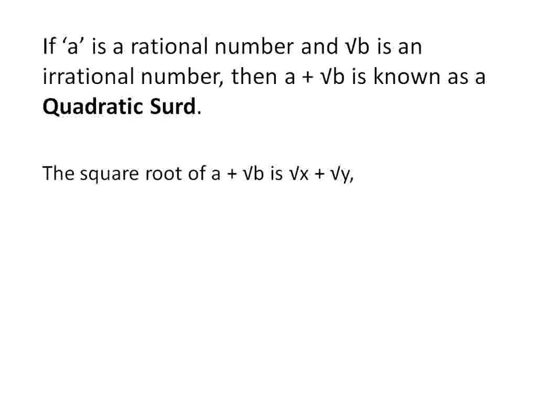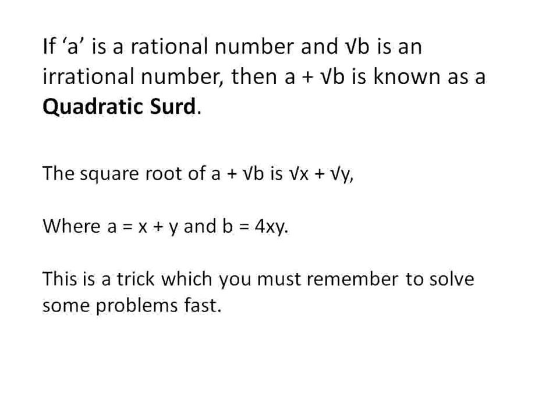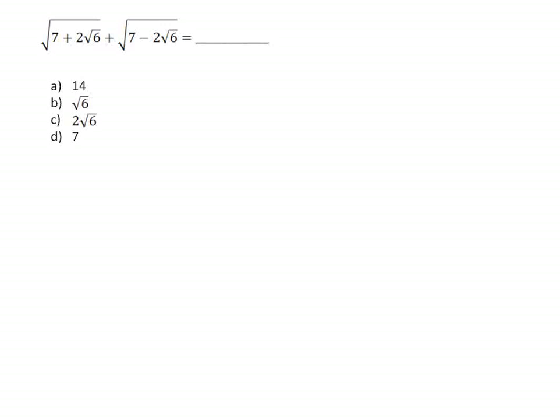The square root of a plus root b will be root x plus root y, where a is equal to x plus y and b is equal to 4xy. This is a trick which you must remember to solve some problems very quickly. Let's solve a few problems. Find the value of square root of 7 plus 2 root 6 plus square root of 7 minus 2 root 6. And the options are 14, root 6, 2 root 6 and 7.